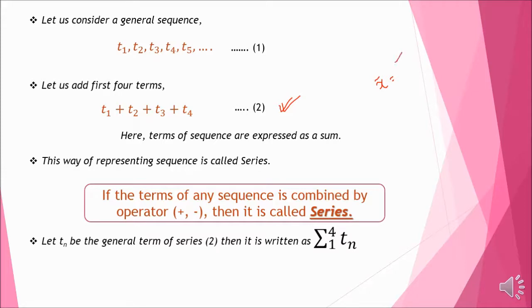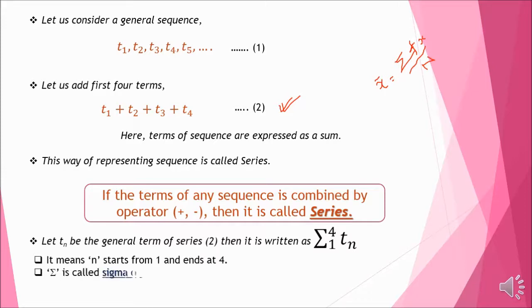In class 8 you saw fx upon n, isn't it? That's a summation. We add all the products of fx. It means we add all the values t1, t2, t3 and t4, and these 1 and 4 are parameters, meaning n starts from 1 and ends at 4.